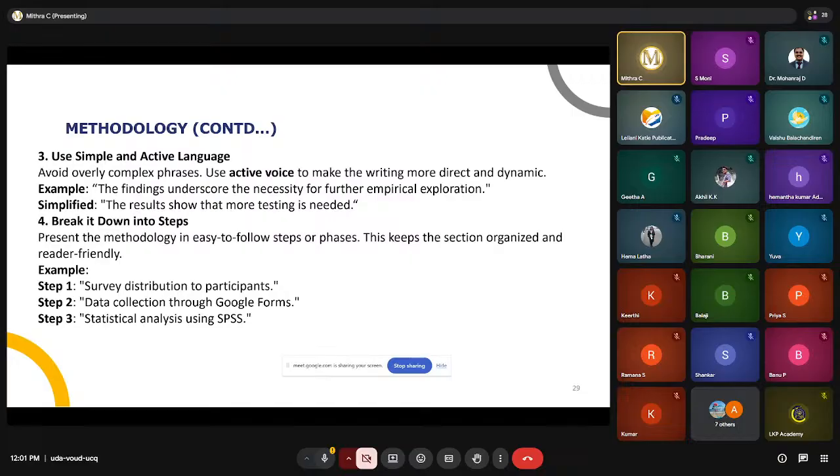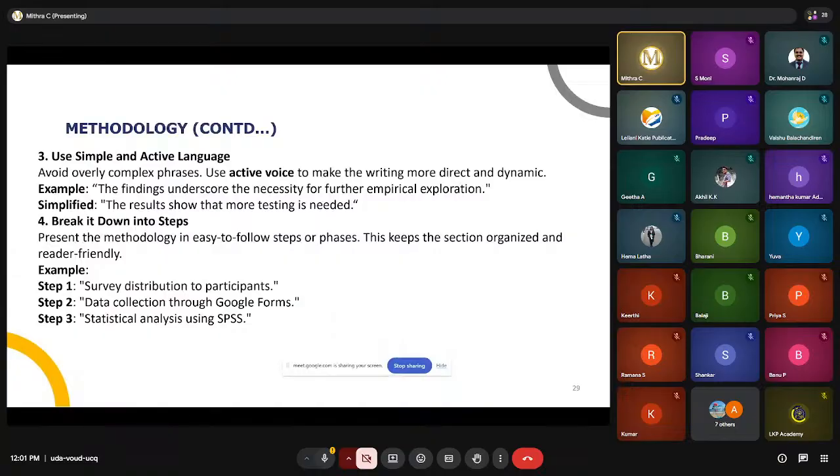So in that way you have to give the proper explanation. For example: "The findings underscore the necessity for further empirical exploration." So it feels a little heavy. The simplified version that we can render is: "The result shows that more testing is needed." This statement and that statement are the same, but the second is very simple so that everyone can understand the same content. I wanted you to see the difference.